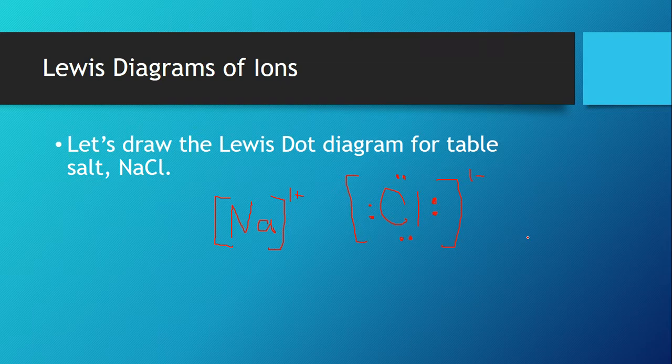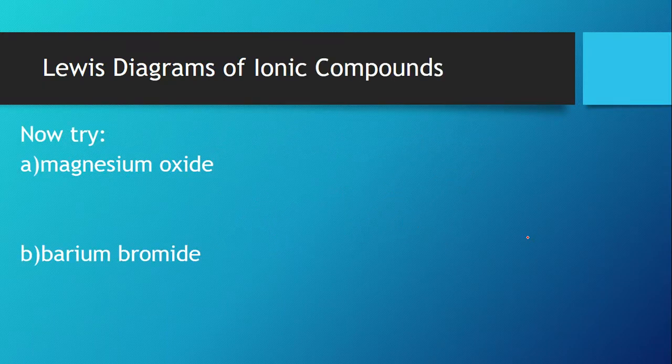So students are generally quite pleased to learn about Lewis dot diagrams because they are a lot quicker to draw than Bohr diagrams. So using what we just talked about, I want you to try magnesium oxide and barium bromide. Try that on your own. You can pause the video, and when you come back, I will have the answers drawn out for you.